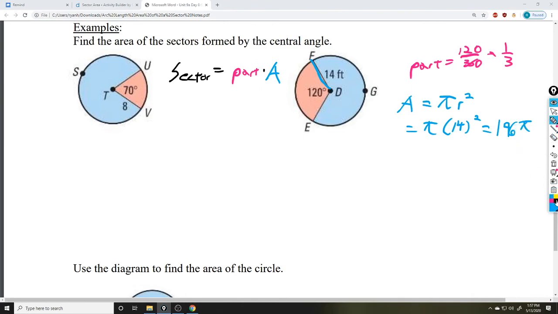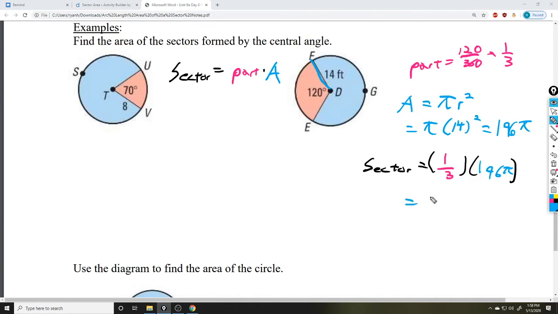I left everything in terms of pi because that's going to make things a whole lot easier. A lot fewer decimals to deal with. Sector is going to equal, so if the whole area is 196 pi, we want to know what a third of that area is going to be. That's what we're doing. So that means that our sector is going to be 1/3 of that total area of 196 pi. All right, and this is not divisible by 3, so we can't really simplify it. Sometimes you will be able to simplify and you'll get no fraction at the end, but not on this one.